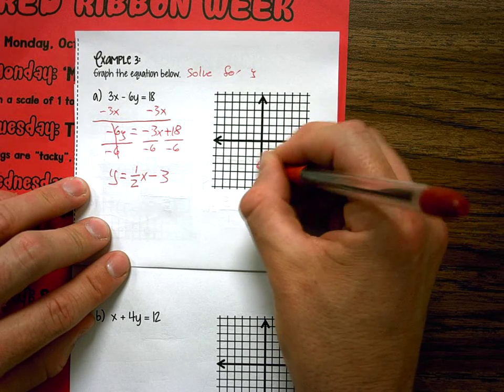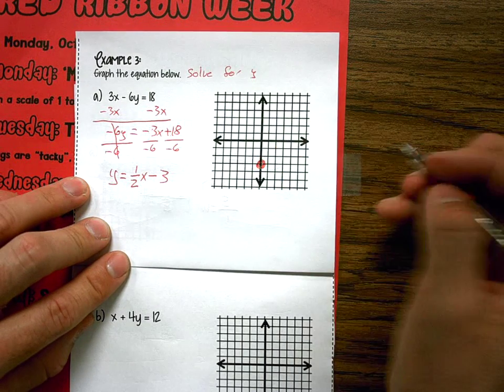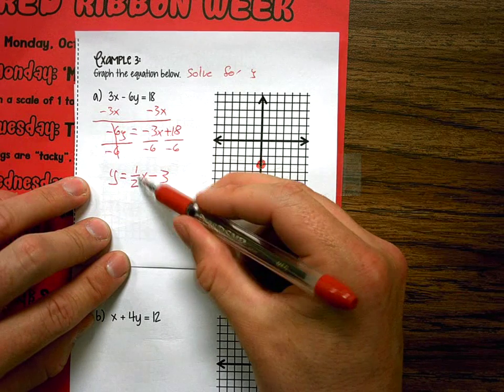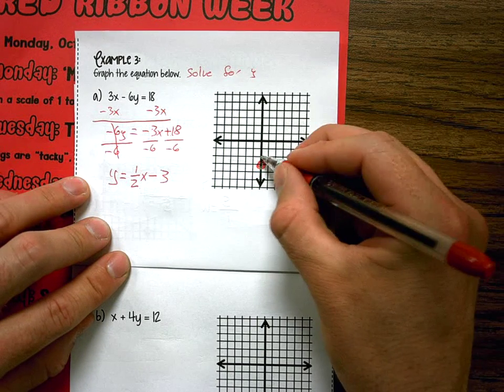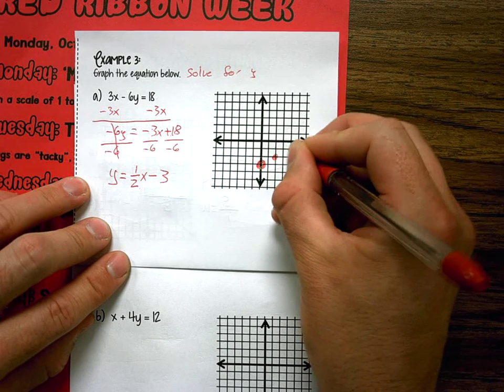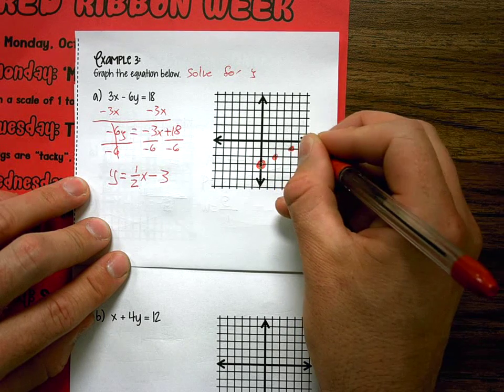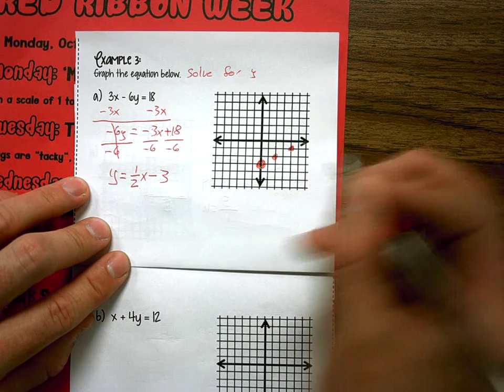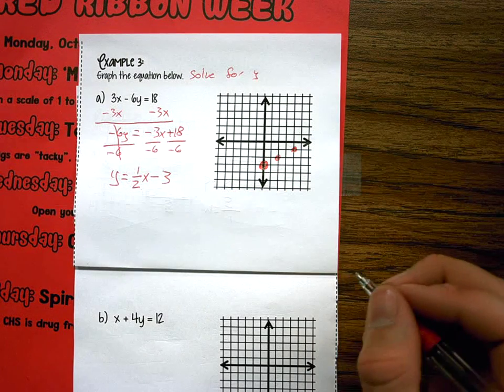Starting at negative 3, rise of 1, run of 2. Up 1 over 2. Up 1 over 2. And I can graph my line.